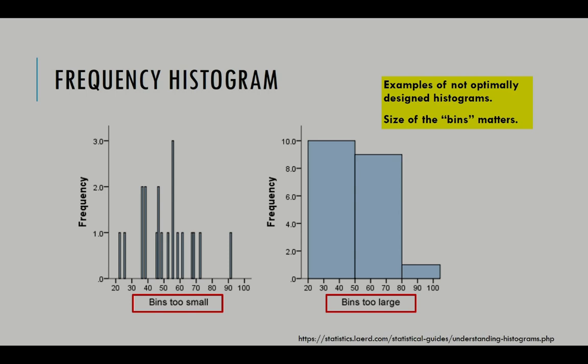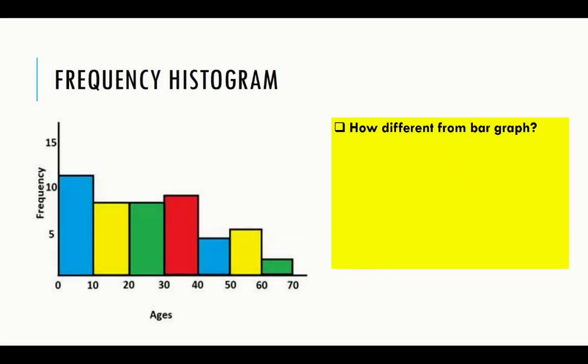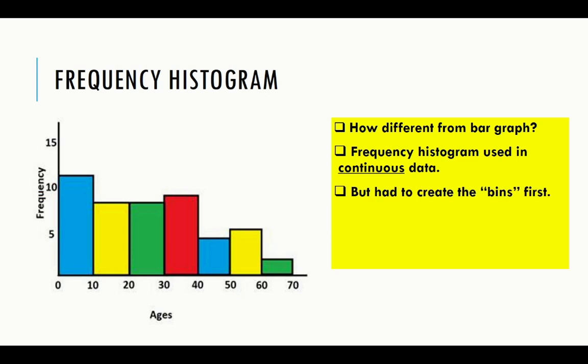You get the idea. Now, how is this different from a bar graph? Well, we understand that this looks kind of like a bar graph, right? But frequency histograms are used with continuous data. We've got age, and it's a continuous variable. But first, we had to create the bins.